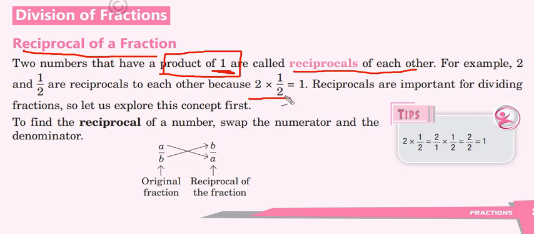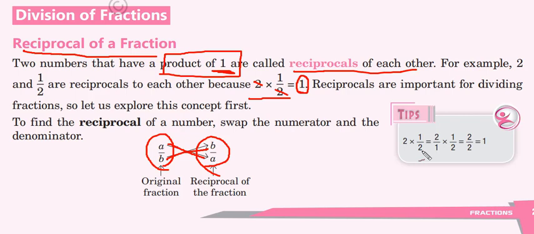you multiply them, as we know that 2 and 2 will get cancelled, and the output will come out to be equal to 1. So we can say that 2 is the reciprocal of half, and half is the reciprocal of 2. Now to find the reciprocal of a number, what we have to do is swap the numerator and the denominator. If you have the fraction a by b, then the reciprocal will be b by a. What they have done is that a is going to the denominator and b is going to the numerator, the swapping of the numbers.